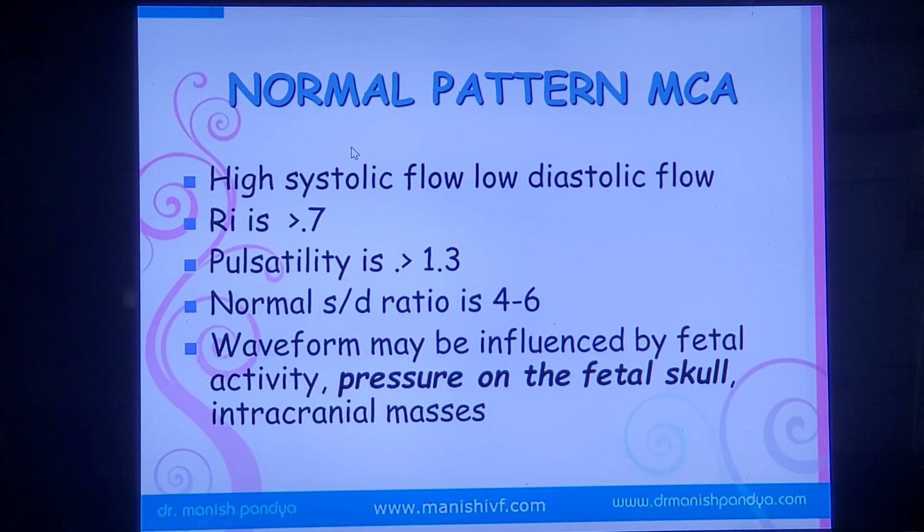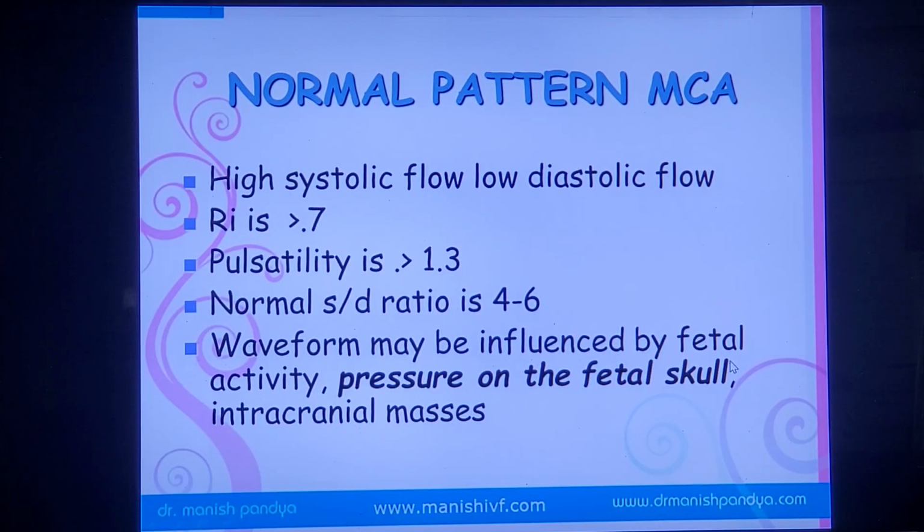So now the indices are fixed in your mind. Pulsatility index is 1.3. Systolic diastolic ratio is 4 to 6. Uterine artery less than 2. Umbilical artery less than 3. Here it is 4 to 6. Easy to remember? 2, 3, 4, 6. 0.5 to 0.7. More than 0.7. Clear? No need to remember, no need to mug up.